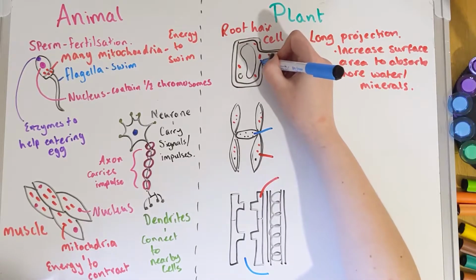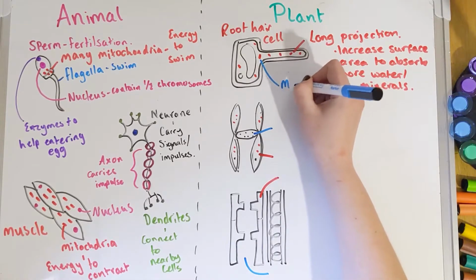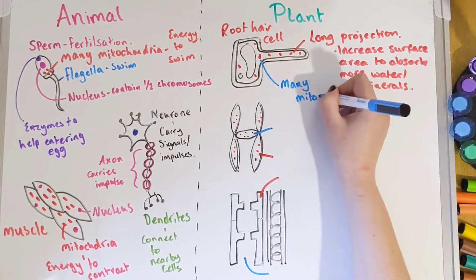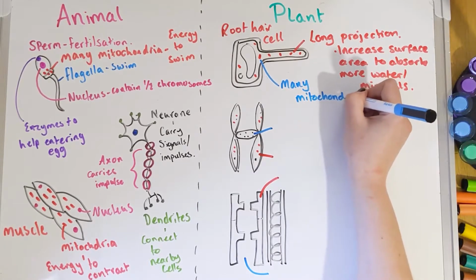The other adaptation of a root hair cell is that it contains many mitochondria. Mitochondria allow more active transport to take place. These root hair cells, apart from taking in water by osmosis, are also bringing in mineral ions, stuff like magnesium that the plant needs to be healthy, and that more often than not uses active transport.